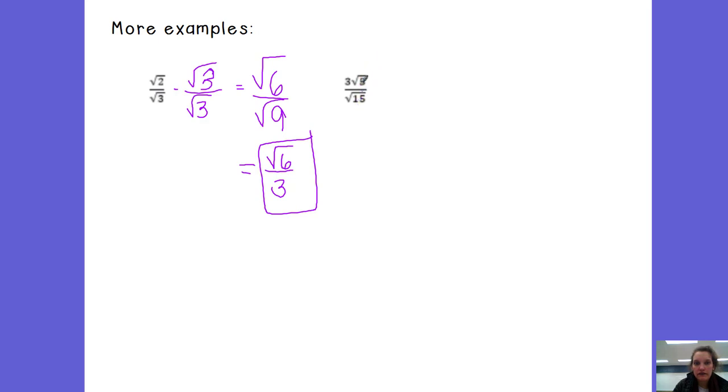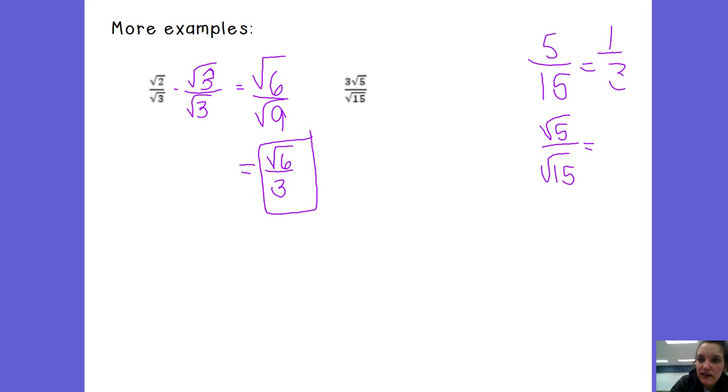Next, 3 root 5 over root 15. So I have square roots in the numerator and the denominator. Remember, we can divide radicals with radicals. If I had 5 over 15, that would reduce to 1 over 3. So since I have root 5 over root 15, I can treat that the same way. That's going to be 1 over root 3. So this will be 3 over root 3. The 3 carried over, and root 5 over root 15 was 1 over root 3. So the root 3 is in the denominator. I just cleaned it up a little bit.